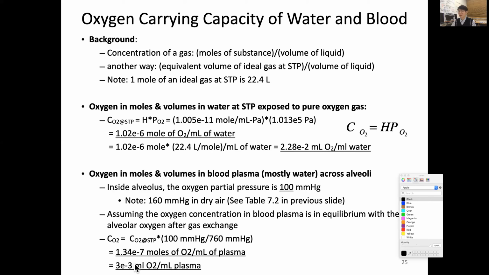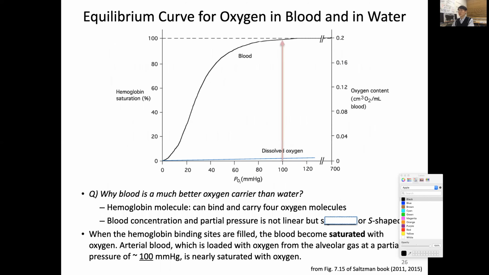So this number is important when we assume that there's no RBC or hemoglobin in our blood. It's almost like water containing this oxygen. Then we have to consider our body's demand for oxygen with our normal heart circulating capacity, which we call cardiac output. So here comes the equilibrium curve for oxygen, both in blood and in water. And water here is the same as plasma.